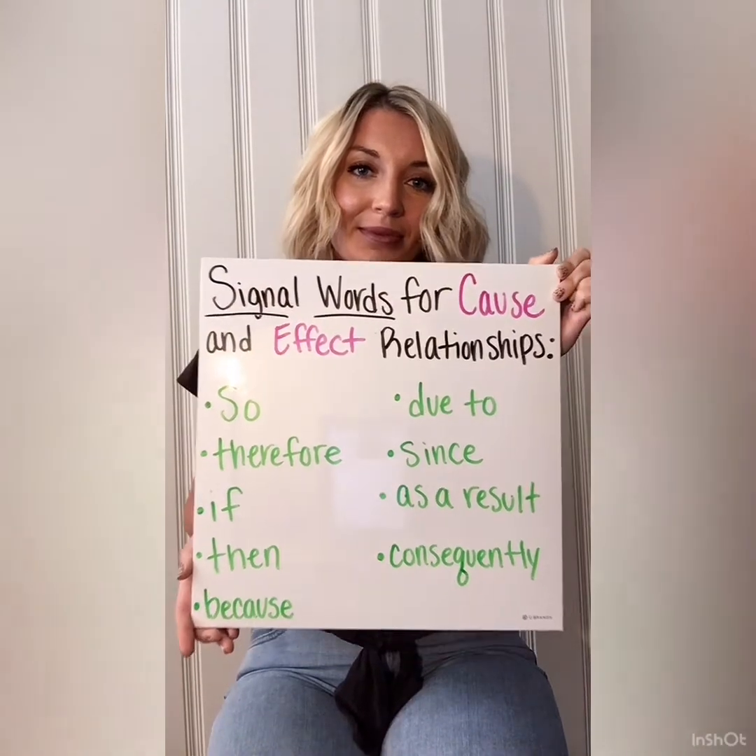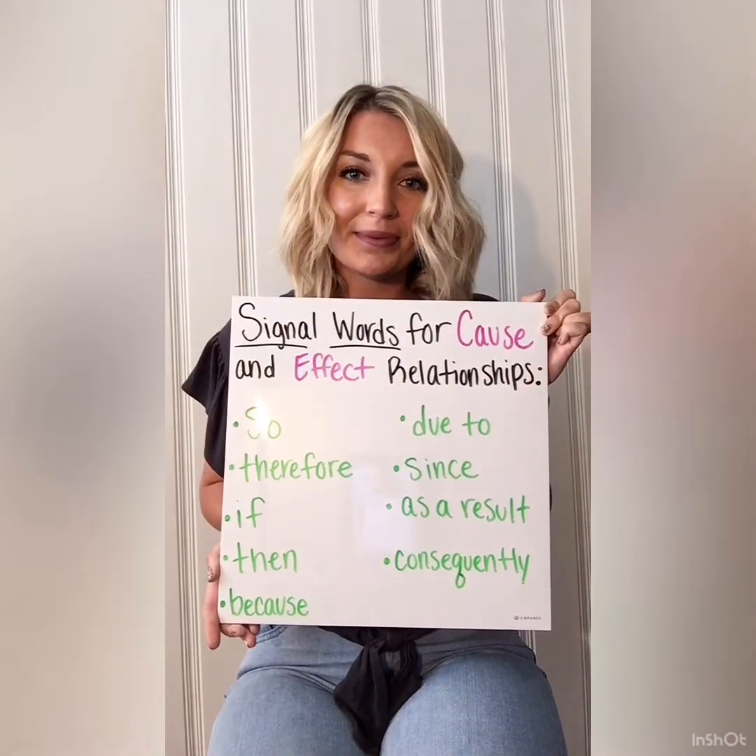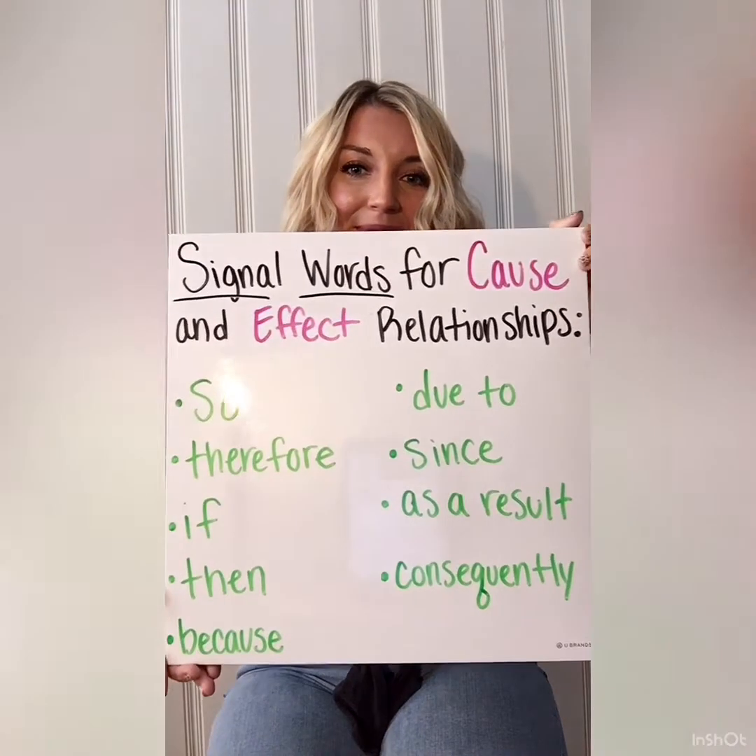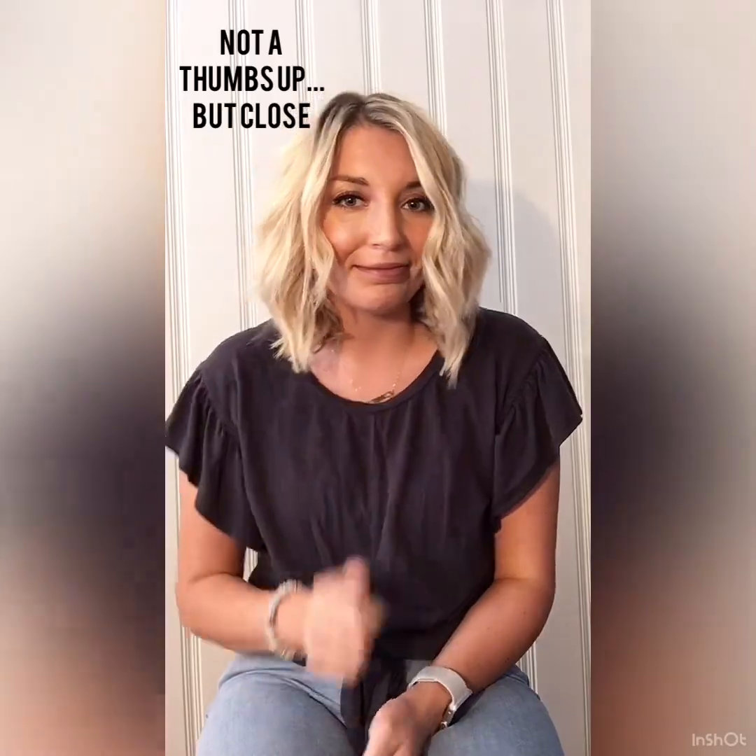We have some signal words that we can look for to find cause and effect relationships in text. Some of these words are so, therefore, if, then, because, due to, since, as a result, and consequently. We all know what consequences are. Not good. You're probably wondering, what does cause and effect look like in a paragraph? Don't worry, I got you as usual.